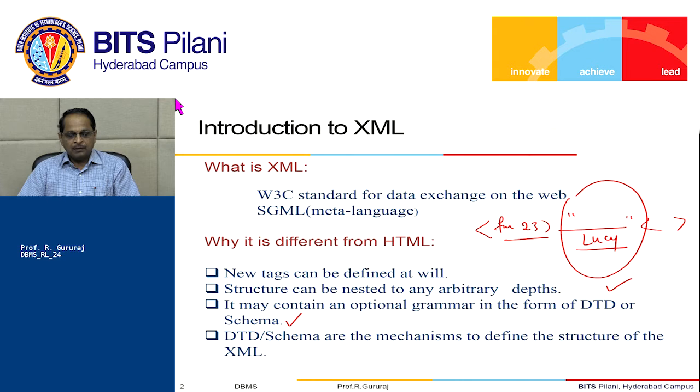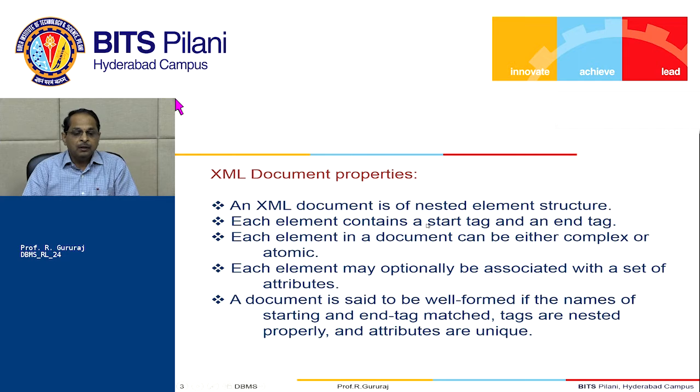DTD and schema are the mechanisms to define the structure of the XML documents. This is not there in HTML. And if you look at the properties of the XML documents, an XML document is of nested document structure, that is, nesting is possible. Each element contains a start tag and an end tag like what you see in HTML. So every element has a start tag, and then after the content it should be properly ended. Okay, this is known as the start tag of the element, this is the end tag of the element.